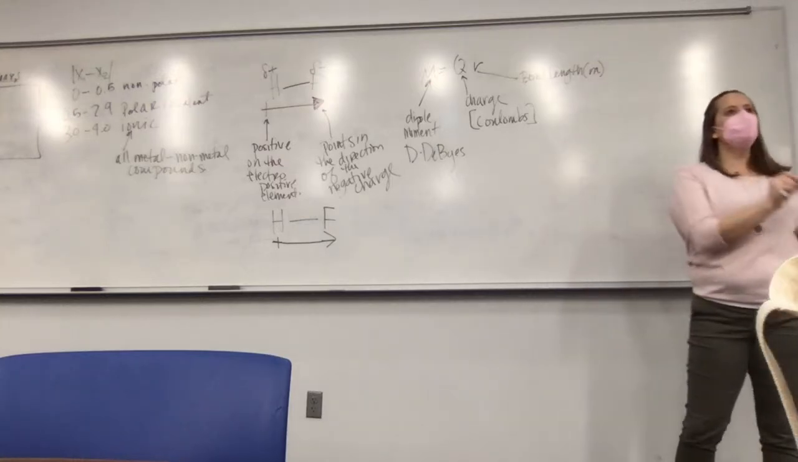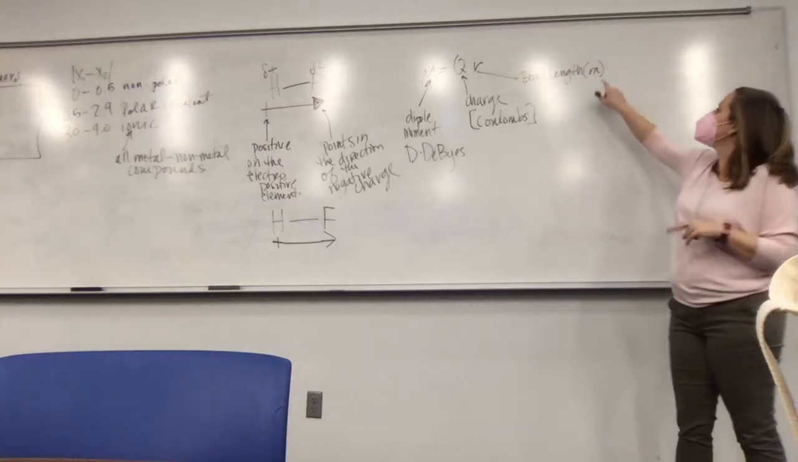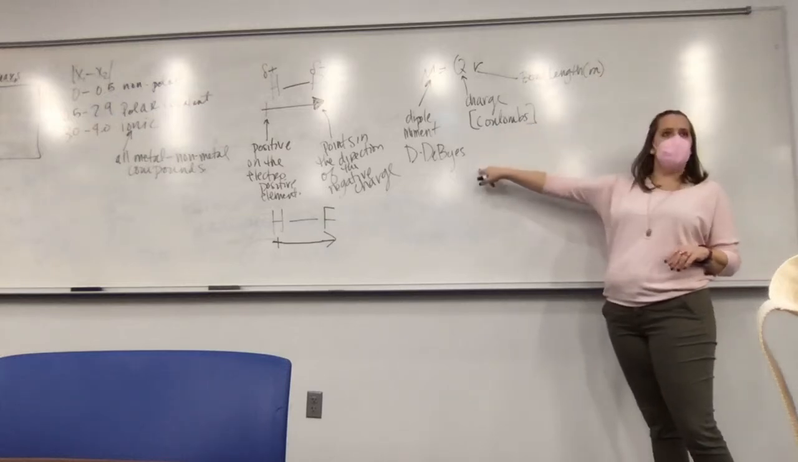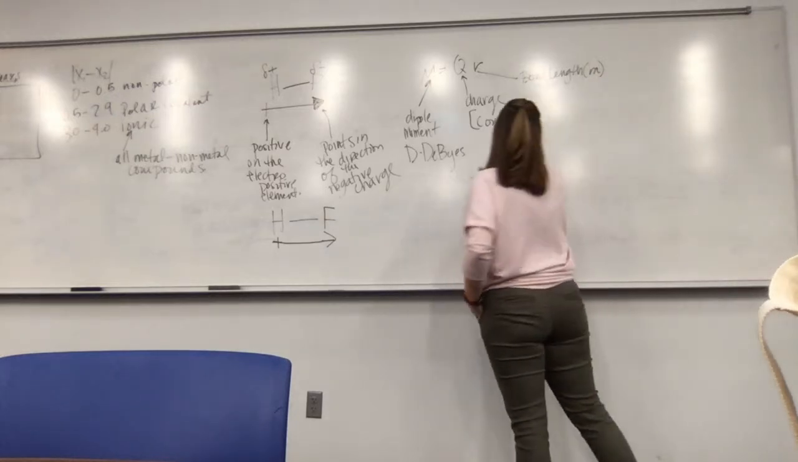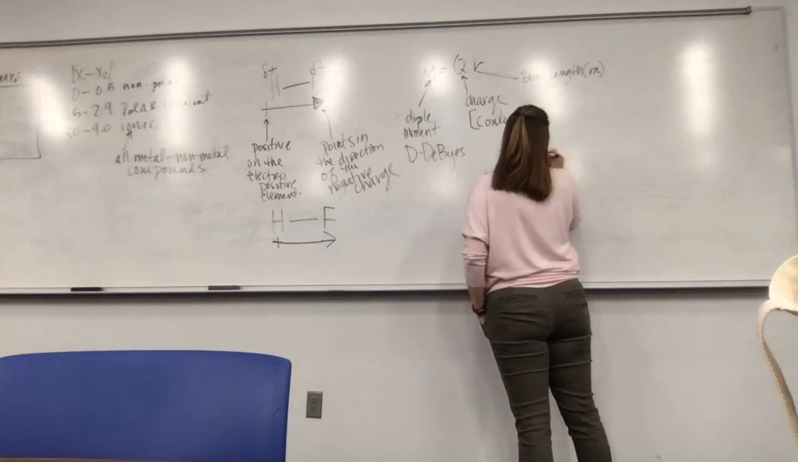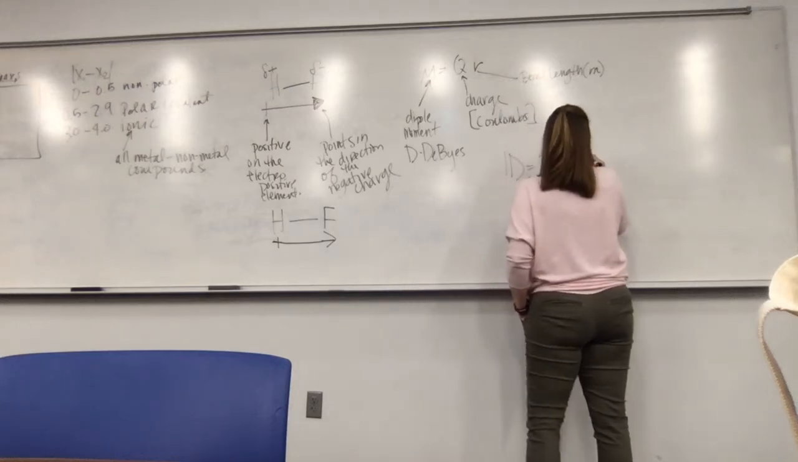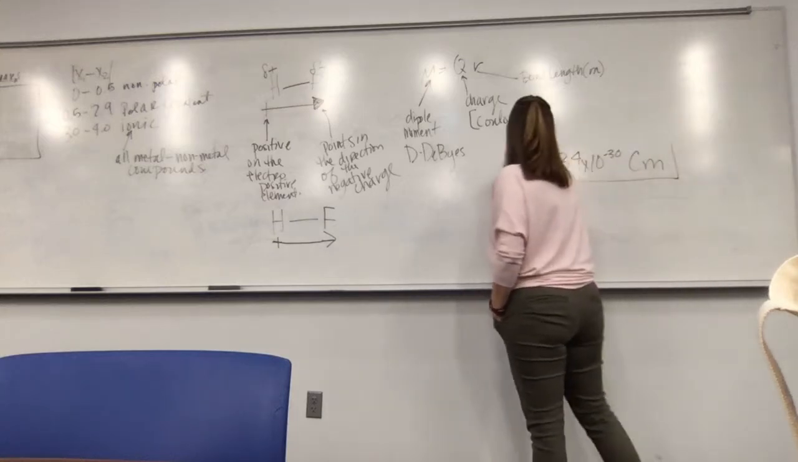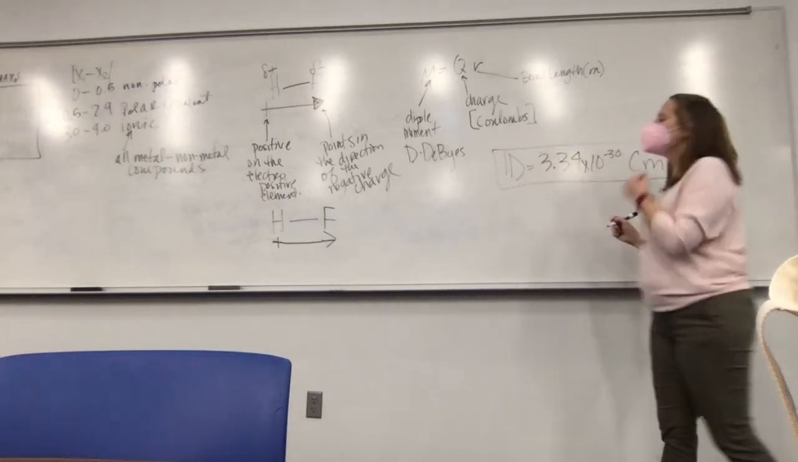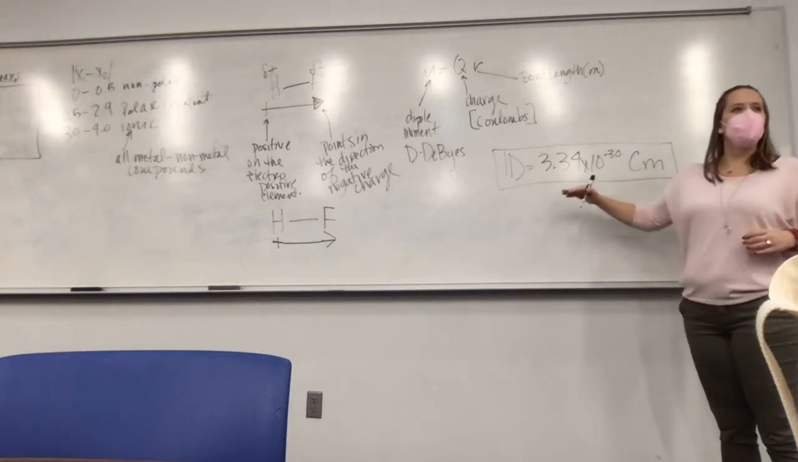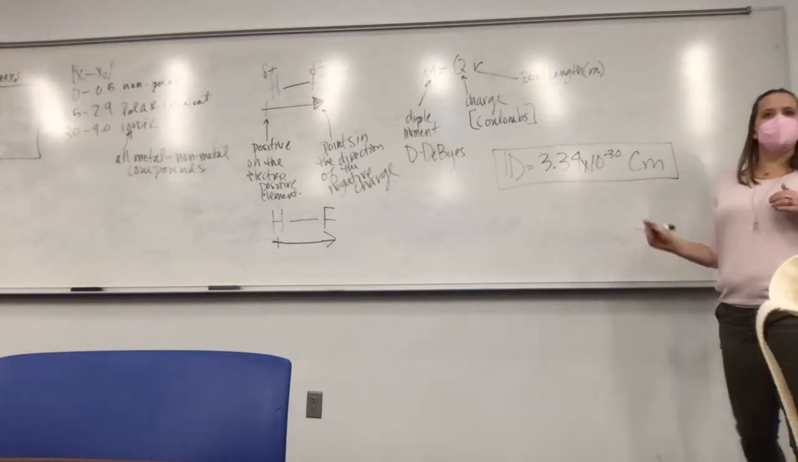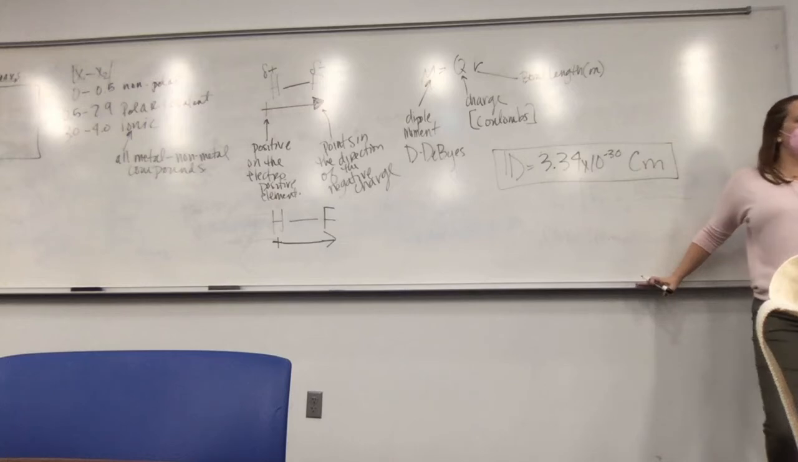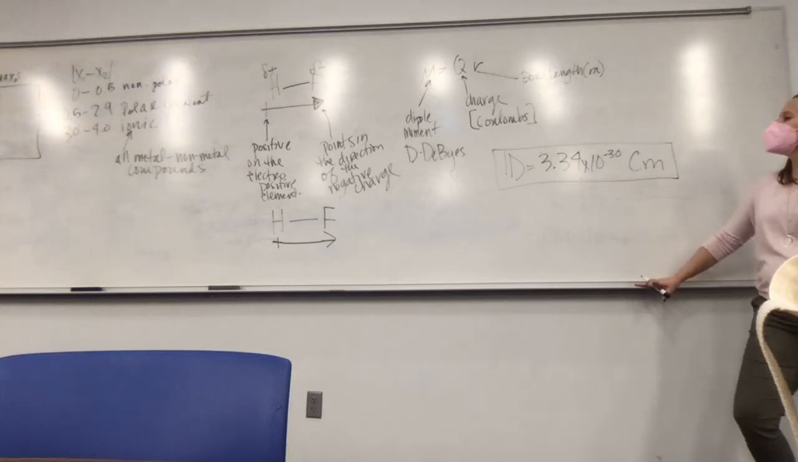So there is going to be a conversion because meters times coulombs does not equal Debye. 1 Debye is equal to 3.34 times 10 to the negative 30th coulomb meters. This is a unit conversion. It's in the same place as you find other unit conversions, like 101 joules in 1 liter atmosphere. It's already on your equation sheet. It's been there. You just haven't had to use it yet.